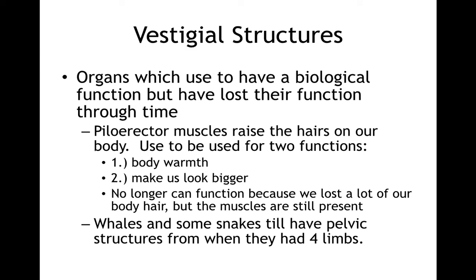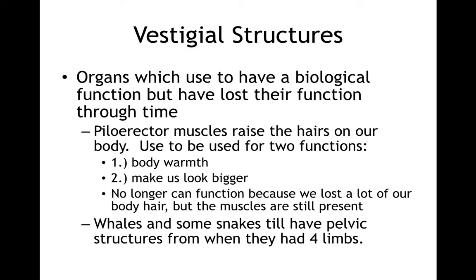Whales and snakes still have pelvic structures from when they had 4 limbs. Whales come from organisms which are very closely related to hippopotamus, and they used to have 4 limbs. And the whales today, they still have the pelvic structure. That's the portion which connects to your legs. They still have that in the hind portion of their body because that's where they come from.